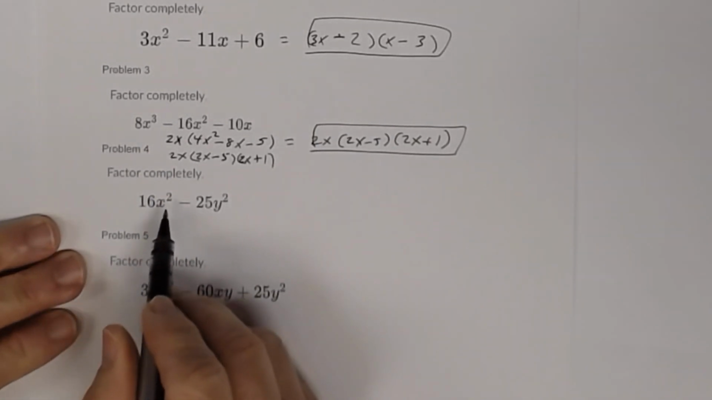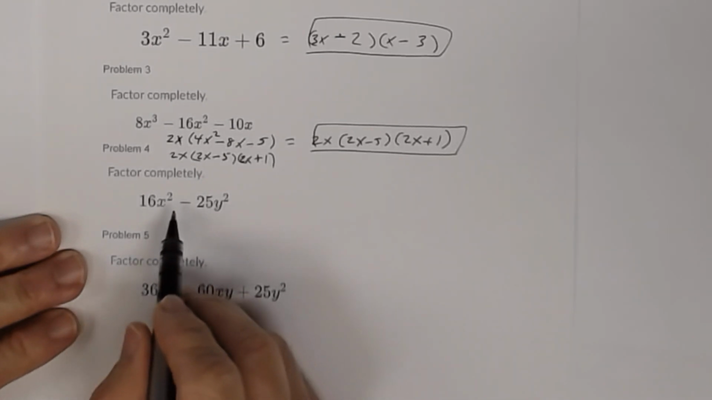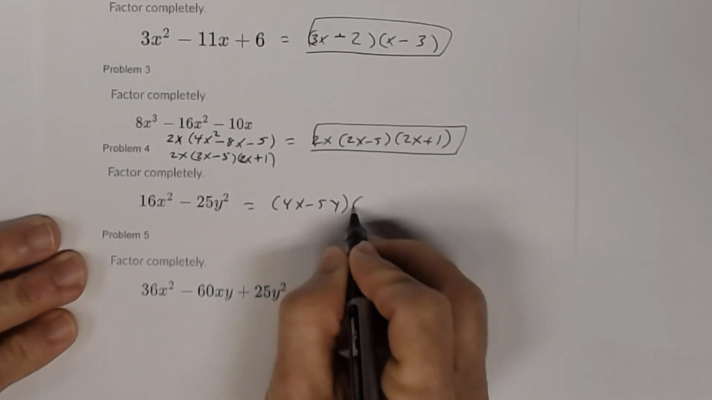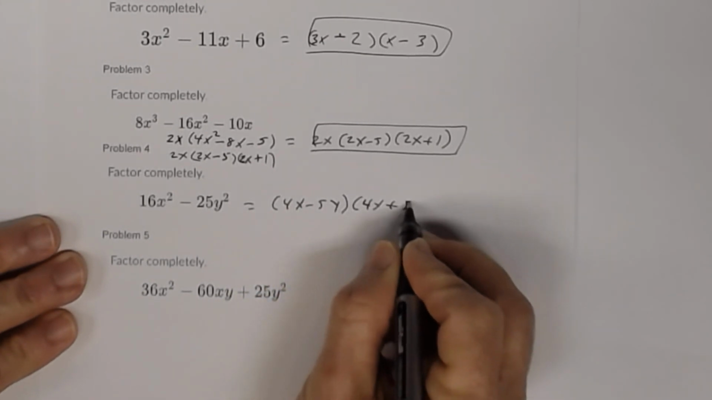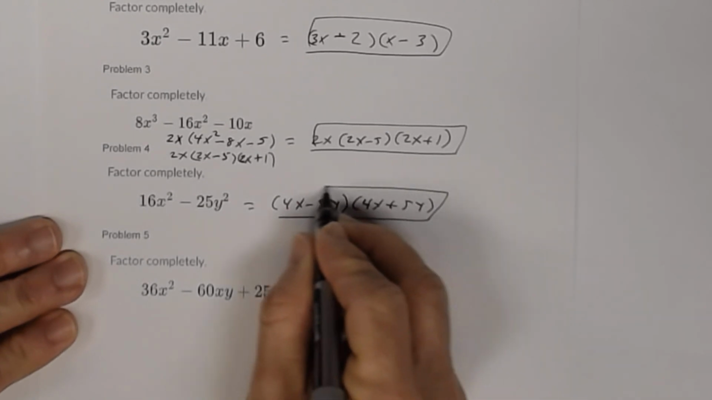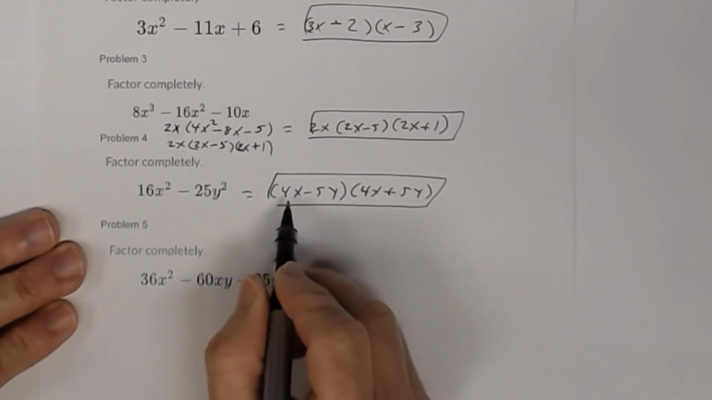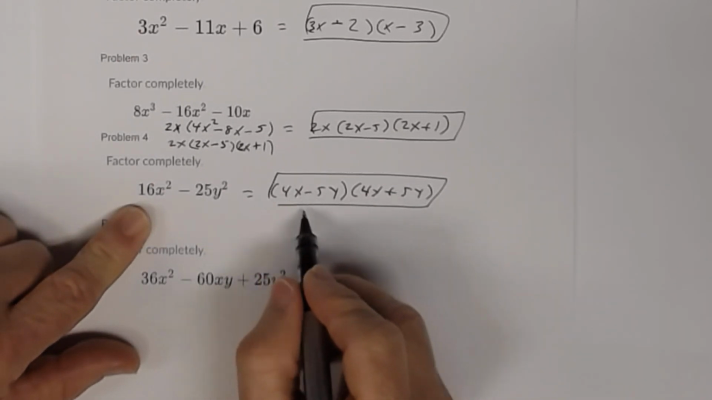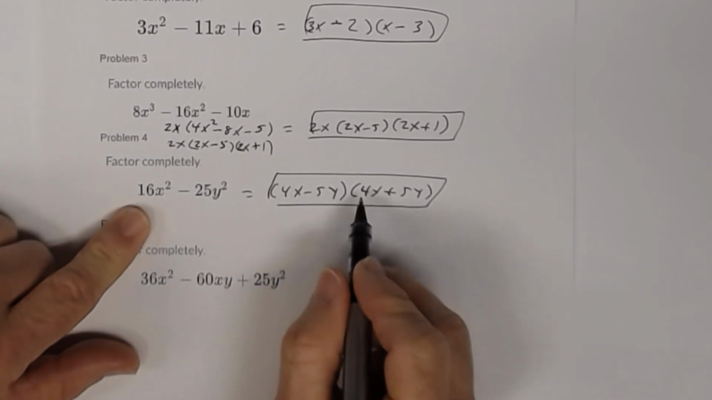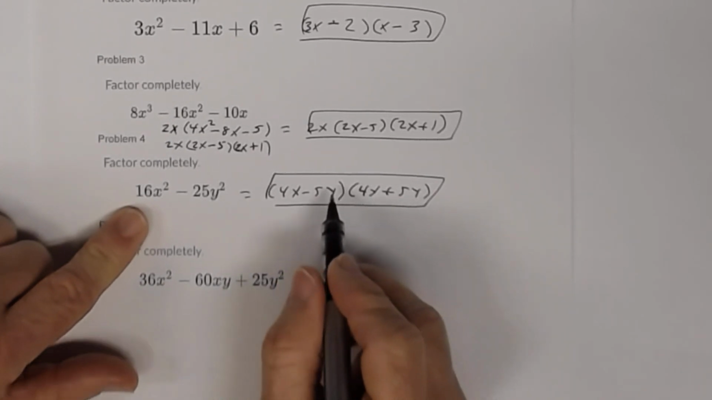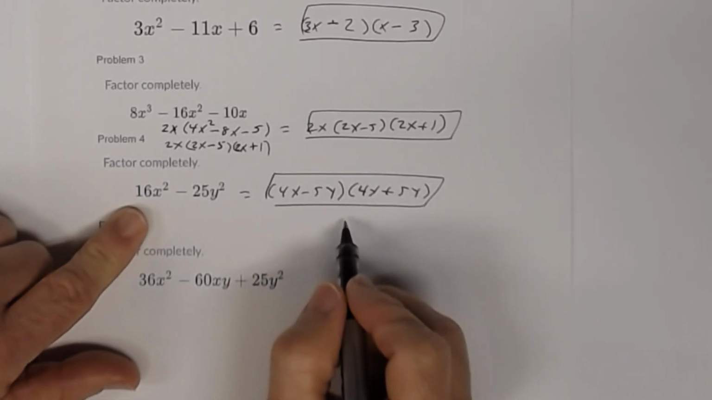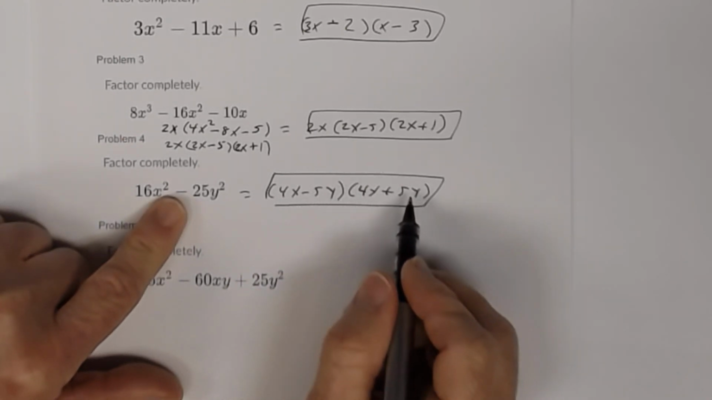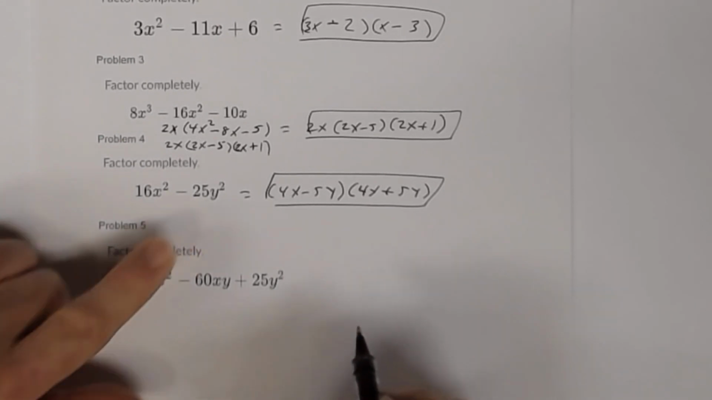Okay, in number 4, notice that this is the difference of two squares, so you can factor that as 4x minus 5y times 4x plus 5y. All right, again, check by foiling this out. So the first, 4x times 4x, is 16x squared. The outer is a positive 20xy. The inner is a negative 20xy. Those add up to be 0. So notice there's no middle term here. And the last, negative 5y times a positive 5y, is a negative 25y squared.